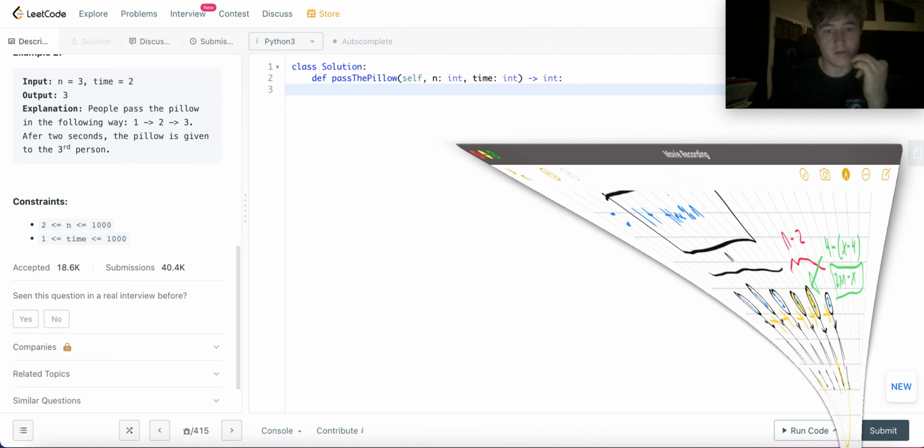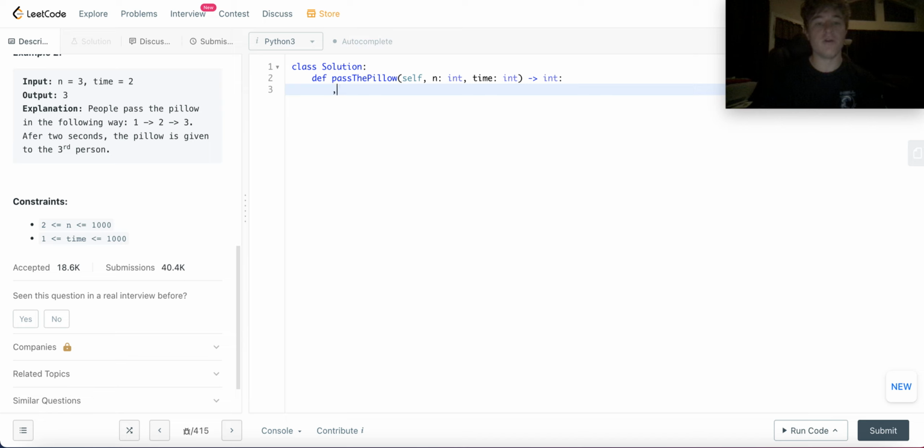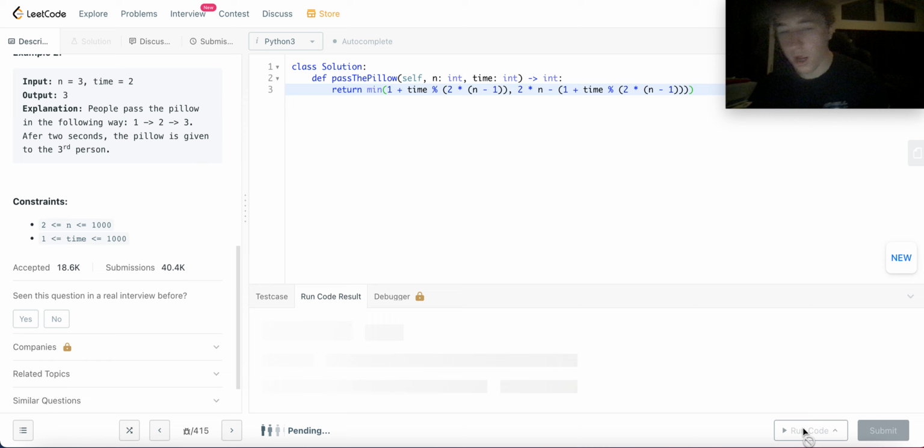Huh. So I think you could just do the min. Let's just do the equation first. So our equation is 1 plus time mod 2 times n minus 1. Then we'll return the min of that and 2 times n minus all of that. Whichever one is smaller should be the appropriate one.